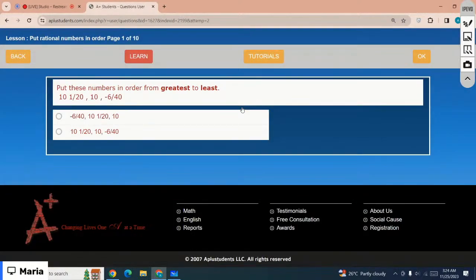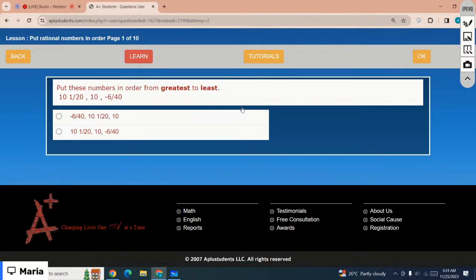Okay, put these numbers in order from greatest to least. So, which is the correct option? You have to arrange them from greatest to least. First, you have to write the greatest number, and the last number would be the least one, right? Positive numbers are all greater than the negative numbers, right?